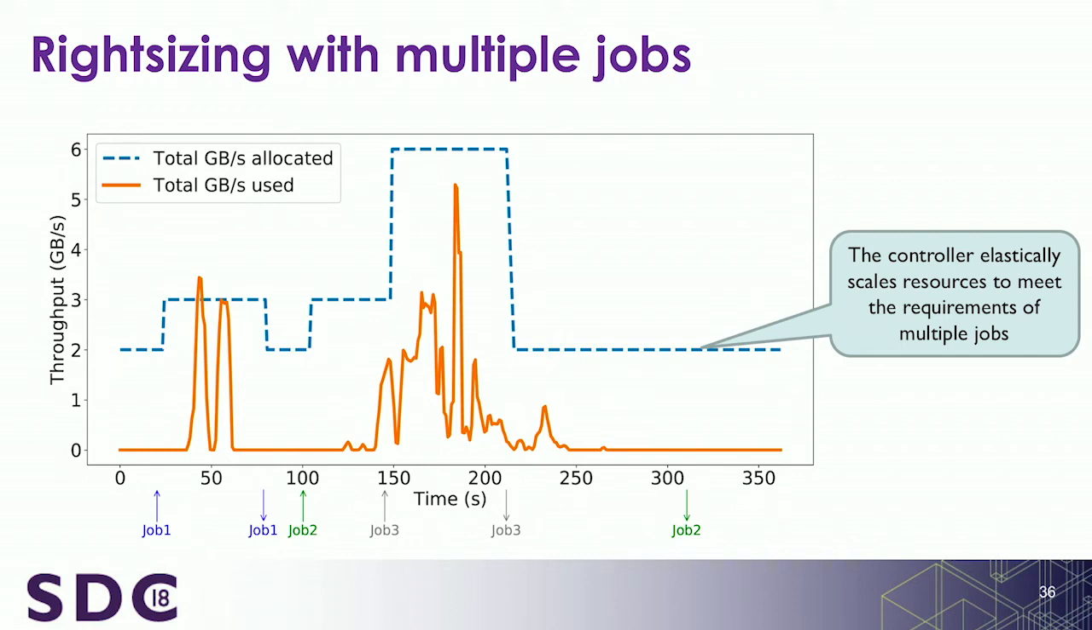Occasionally, we see bursts, and that is what's happening here, with the job being able to achieve higher throughput than what the controller believes has been provisioned. But the takeaway here is that the controller is elastically scaling resources and adjusting as jobs are entering and leaving the system. And this is all done automatically without users explicitly saying how many nodes they need.